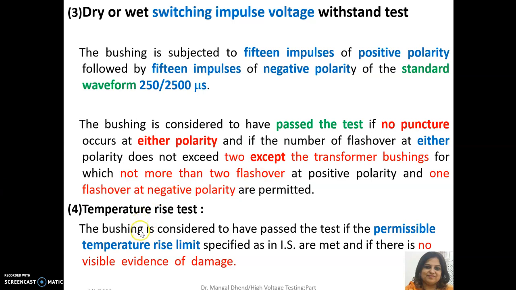The bushing in the temperature rise test is considered to have passed if the permissible temperature rise limit as specified in IS is met and if there is no visible evidence of damage. I am telling you again and again, the nomenclature used for testing is as specified in IS, because depending upon your insulating material or the application of the bushings, every Indian Standard specification will be different, and there will be different tables depending upon the conditions. So you need to refer to which type of bushing and which application you are testing.